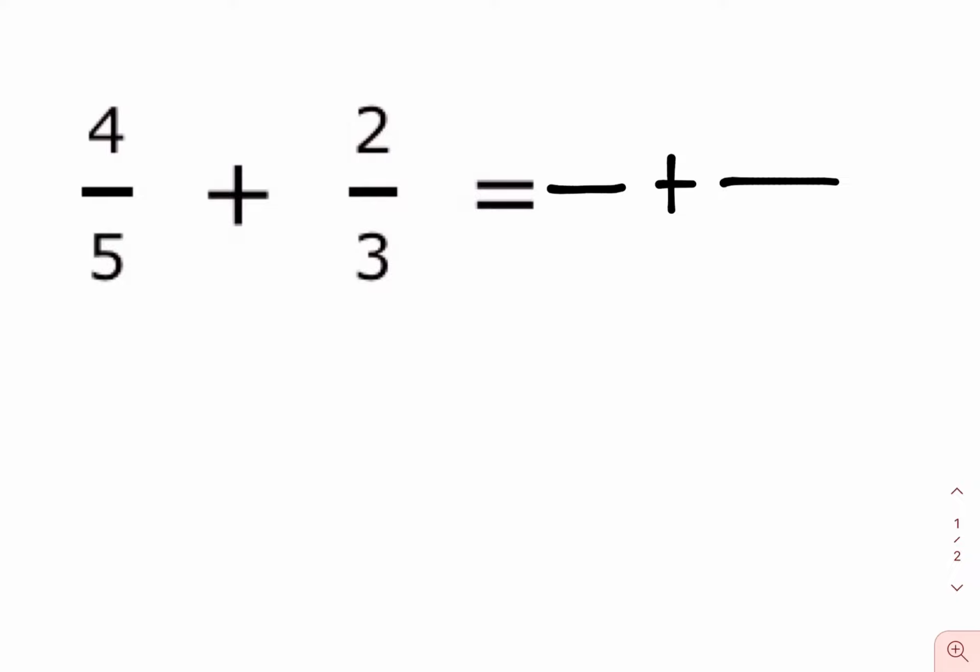So right away we know that we need to make a new fraction problem. Let's just go ahead and draw that. That's what I did here. Step 2. What's the lowest common multiple of 5 and 3? That's a good question. What is the lowest common multiple of 5 and 3?